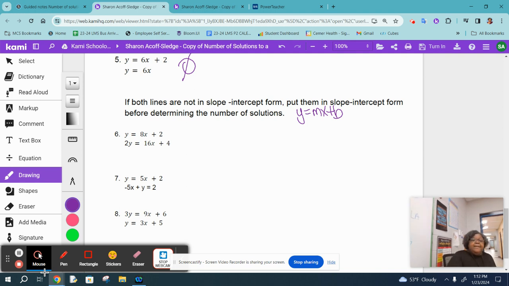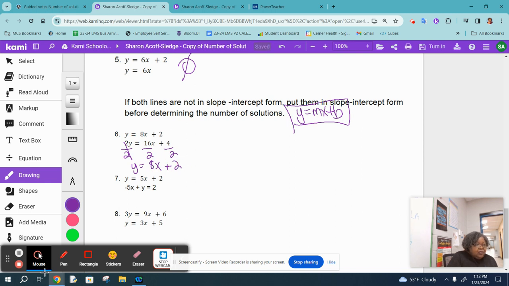Okay, so here we have y equals 8x plus 2. That was already in this format. So y is equal to your slope times the number x plus your y-intercept. This one is not, because this is 2y. But what can I divide each of these numbers by? Well, I have a 2 on my y, so let's do 2. So that cancels out. 16 divided by 2 is what? 8. And then 4 divided by 2 is 2.